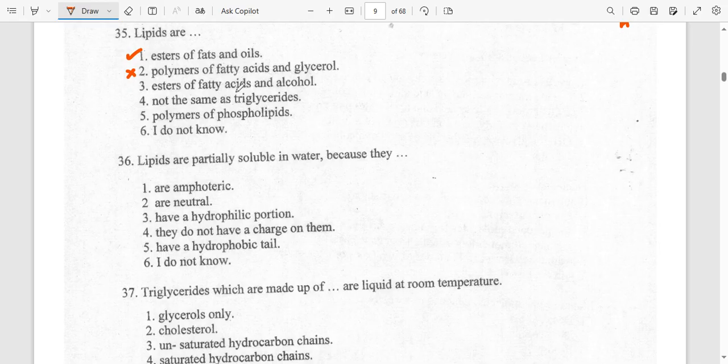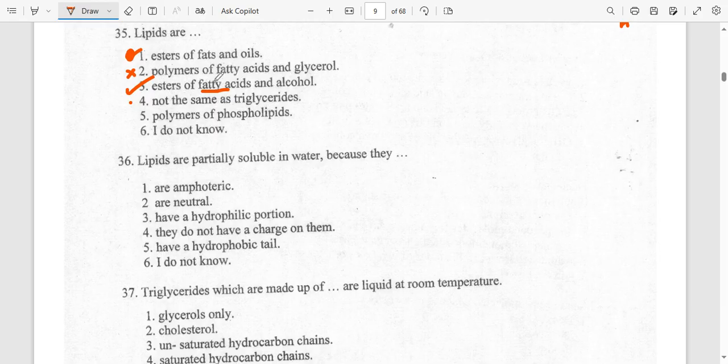Esters of fatty acids, and actually this is the one. So this one, esters of fats and oils. Lipids are fats and oils, not esters. Okay, they're just fats and oils. They are esters of fatty acids and alcohol. This is the answer. Of course, lipids are not the same as triglycerides. Triglycerides are going to be just an example of a lipid.